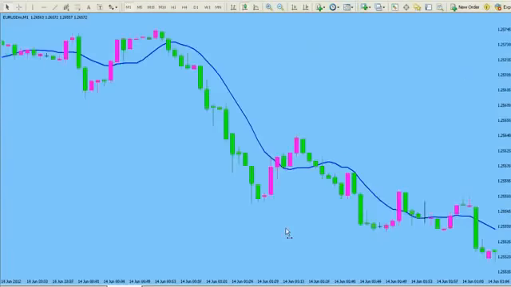But just please keep in mind, if you're going to use this method, trade in harmony with your trend on a larger time frame. Let's go ahead and do something right quick. Let me show you an additional advantage.